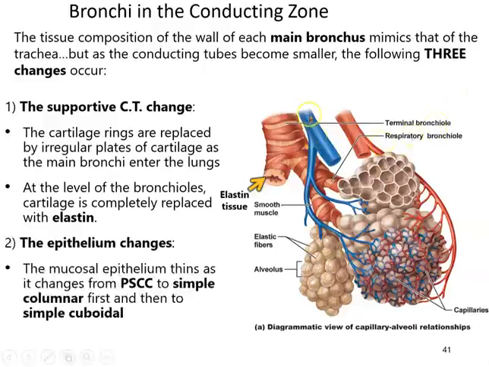And then the epithelium also changes. It goes from the respiratory mucosa, that PSCC. What does that stand for? Remind me what that stands for. 3, 2, 1, pause. To the different simpler types of epithelium, and the last one you would get is simple cuboidal.